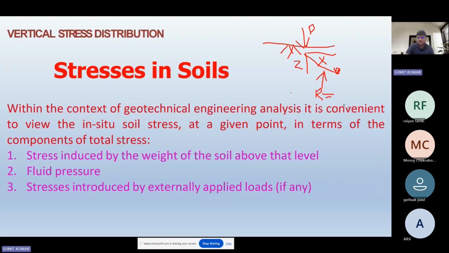Pythagoras theorem, r square plus z square root under, right? So those basic concepts we pick up, and we solve the problem mainly with the Boussinesq equation and the Westergaard equation. And the problem associated with the same may sometimes become tricky when we move ahead.